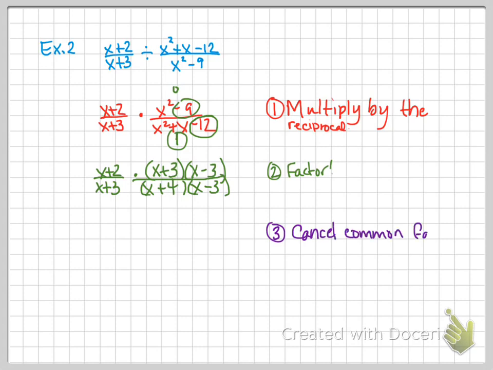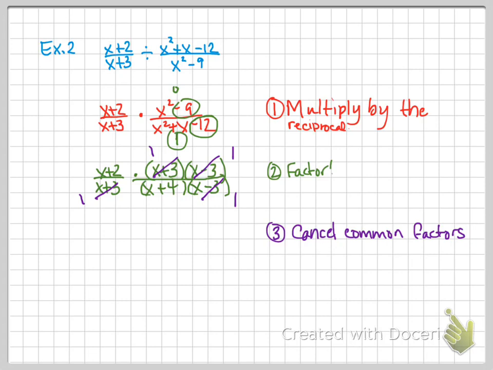Third step, cancel common factors. So we can cancel x plus 3's, replace them with 1's, and we can cancel x minus 3's. So as we've been doing this, notice when we look for factors to cancel, they can be in the same fraction or they can be in different fractions. What's important is that we are canceling a factor in the denominator with something in the numerator.